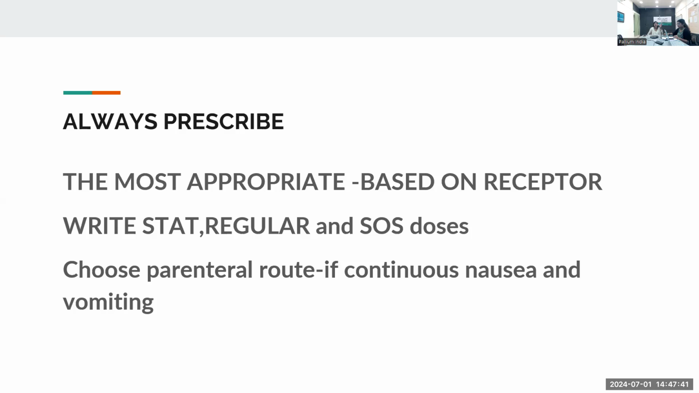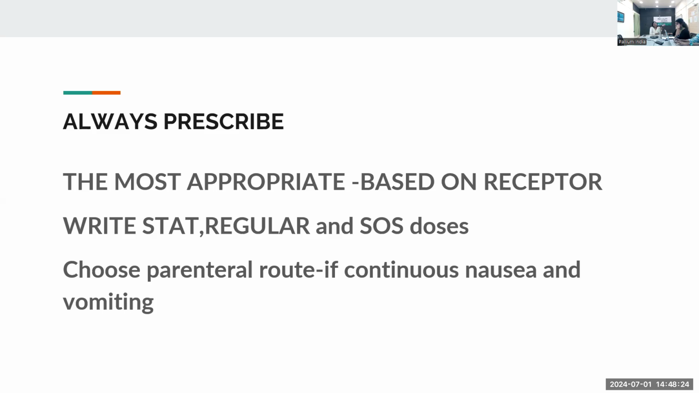So again, choose the most appropriate drug based on the receptor, write the stat dose, write the regular dose and write the SOS dose. Do not give only the stat dose. Do not give only the regular dose. You have to give a stat dose to control the problem at that time, a regular dose, and in between that, to prevent breakthrough vomiting, you can give an SOS dose. When you start morphine, you can give regular morphine along with metoclopramide 10 mg for 3 days. Along with that, you have to tell the patient, even if you take this, you may get vomiting. At that time, you can take the SOS dose.